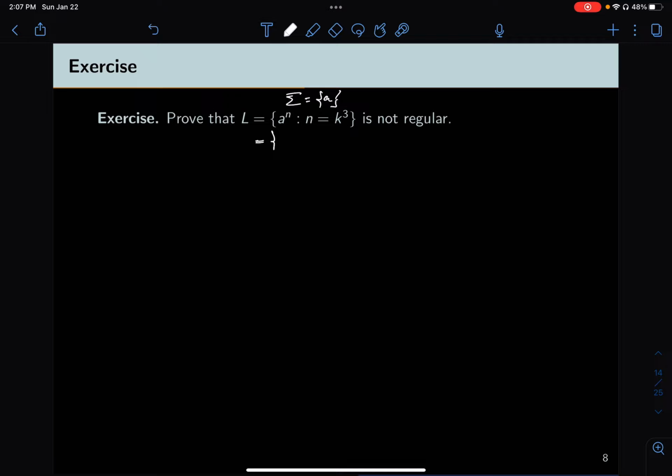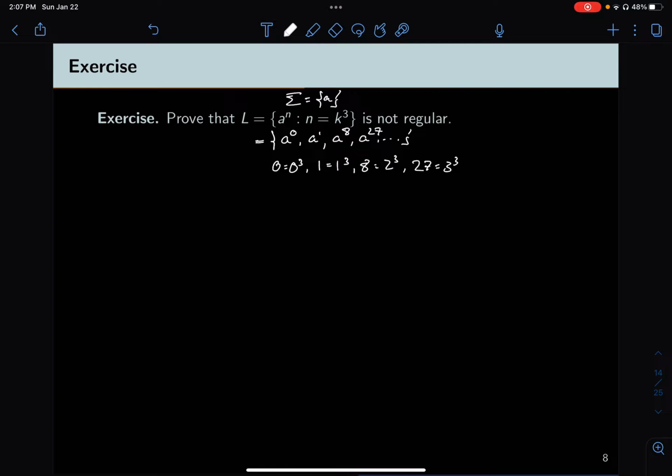So what are perfect cubes? They're numbers that start from 0 cubed, then 1 cubed, then 2 cubed, and so on. A^0 is a perfect cube because 0 is equal to 0 cubed. Then A^1, because 1 is equal to 1 cubed. Then you have 8, because it's equal to 2 cubed. Then 27, a perfect cube because it's 3 cubed, and so on. And so this language is not regular.